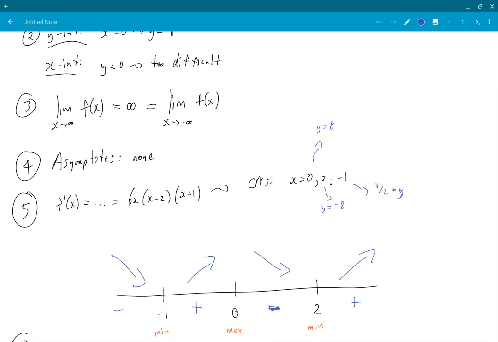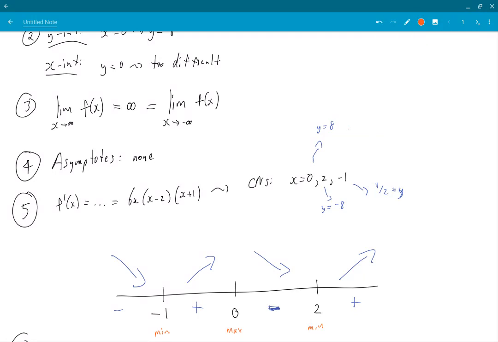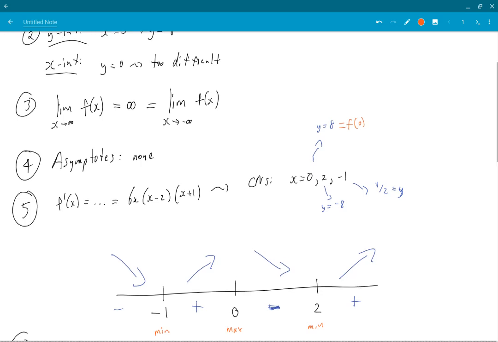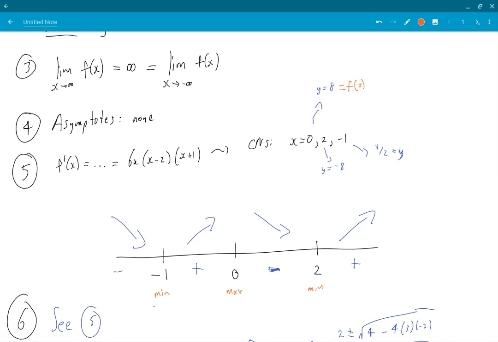Okay, so I found the critical numbers, and then I found the corresponding y values. So I found this 8 here. I got that from taking the 0 and plugging it into my original function, f. Okay, so I found a min, a max, and a min. In part 6, there's nothing more to do.